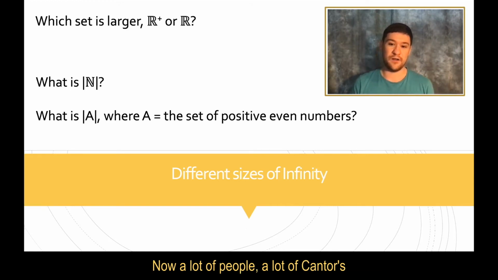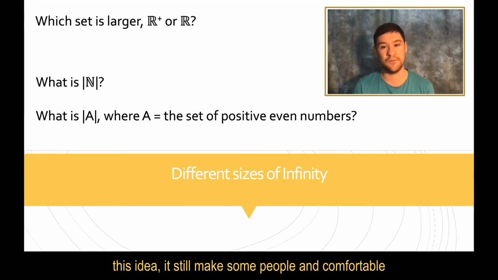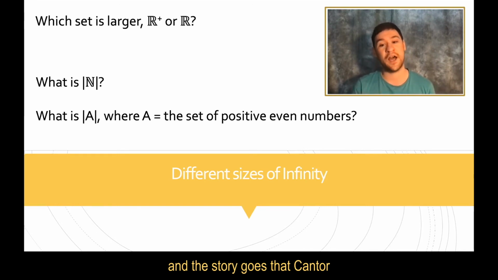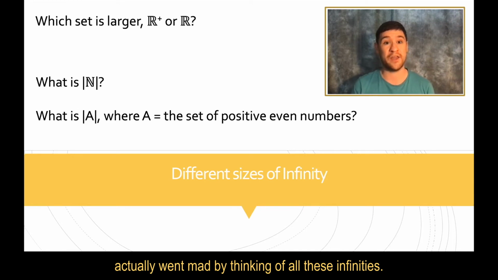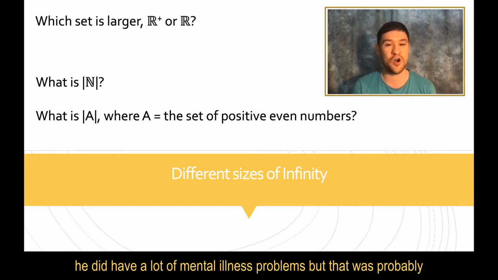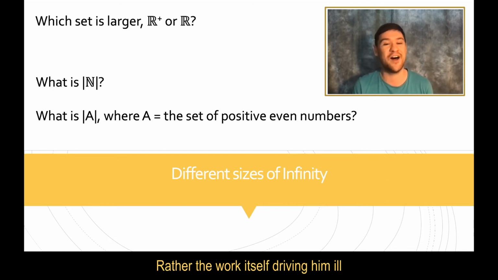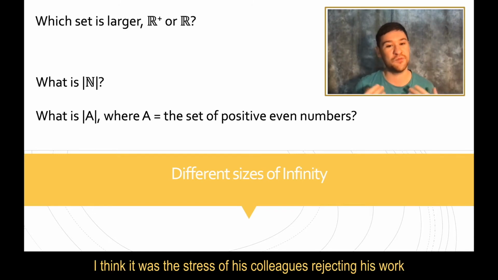Now, a lot of Cantor's colleagues were uncomfortable with this idea. It still makes some people uncomfortable. And the story goes that Cantor actually went mad by thinking of all these infinities. These days, we don't think that's quite true. He did have a lot of mental illness problems, but that was probably because all his colleagues sort of rejected his work, rather than the work itself driving him ill. I think it was the stress of his colleagues rejecting his work that maybe drove him ill.